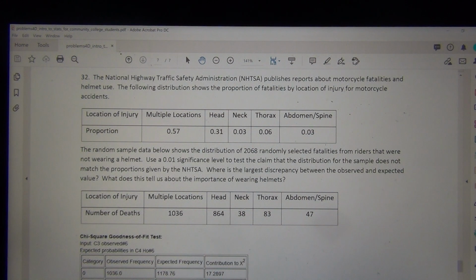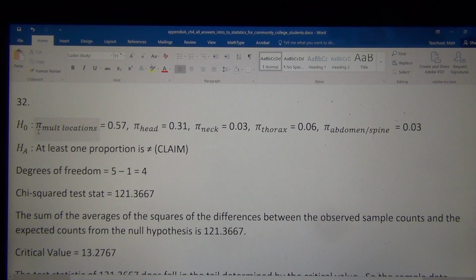Okay, so let's take a look. What would the null hypothesis look like? Null hypothesis, so pi for multiple locations is 0.57. Pi for head injury would be 0.31. Neck would be 0.03, thorax 0.06, abdomen, spine 0.03. The alternative is at least one proportion is not equal, and that seems to be the claim. They want us to claim that the observed data is not fitting with what the NHTSA has said. So we had 5 groups. Remember the degrees of freedom is k minus 1, where k is the number of groups. 5 minus 1 is 4 degrees of freedom.